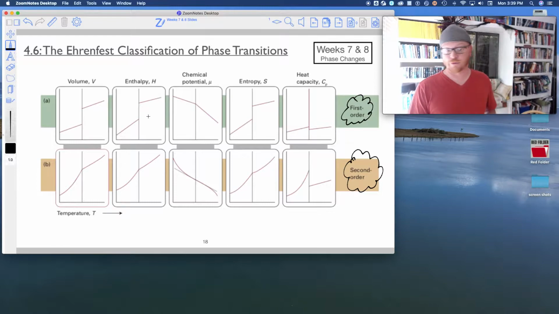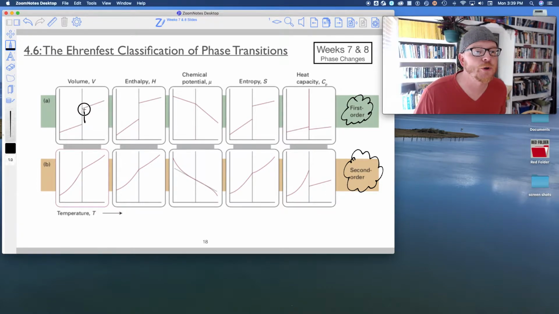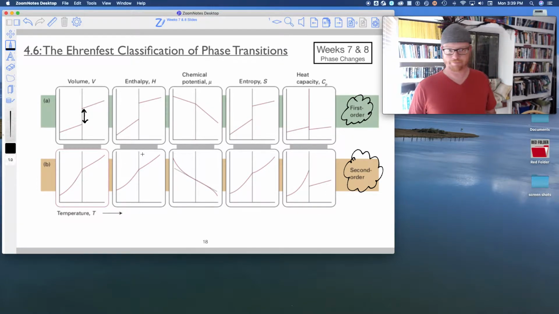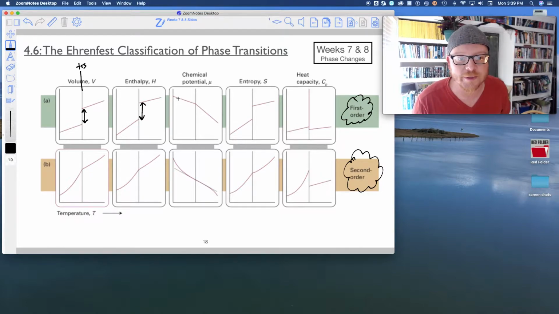So for example, if volume, there's a huge jump in volume. It's discontinuous, okay? Same with enthalpy. There's a huge discontinuous jump in enthalpy. So these lines right here on this graph mark the transition. So we'll say T_trs for transition, okay? As it turns out, the chemical potential just falls off smoothly.